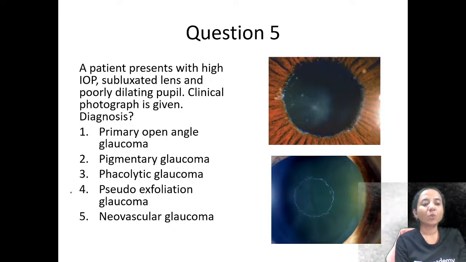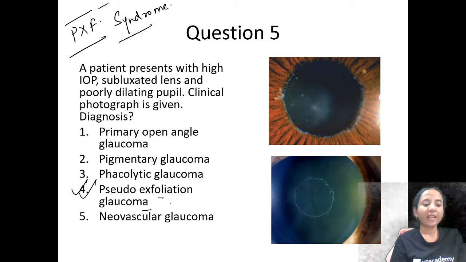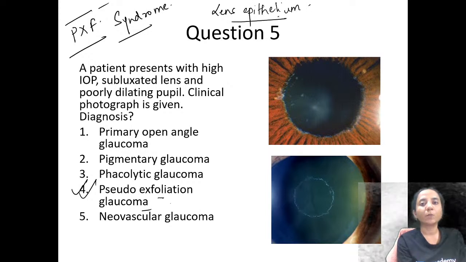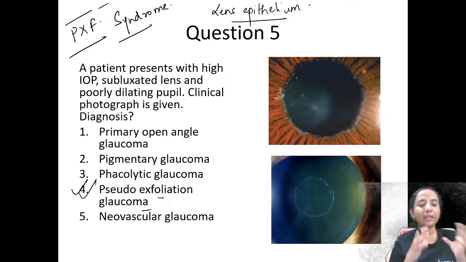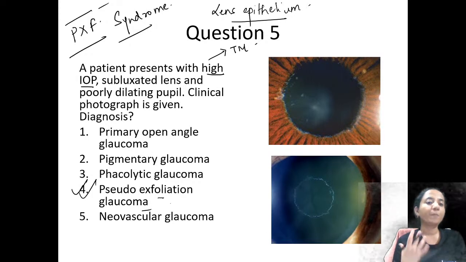Okay, this is actually pseudo exfoliation glaucoma or PXF glaucoma. Now, this PXF or pseudo exfoliation glaucoma is a part of what we call PXF syndrome. Now, what is PXF syndrome? In PXF syndrome, there is a fibrillar substance which is produced by the lens epithelium. Now, this pseudo-exfoliative substance gets deposited in different ocular structures, right? So, it gets deposited in the trabecular meshwork and it gives rise to PXF glaucoma, that is high intraocular pressure.